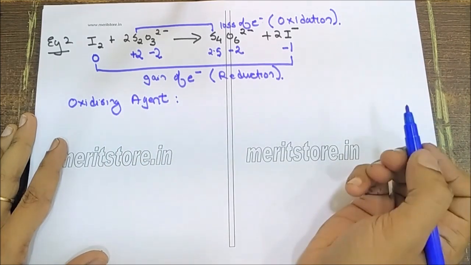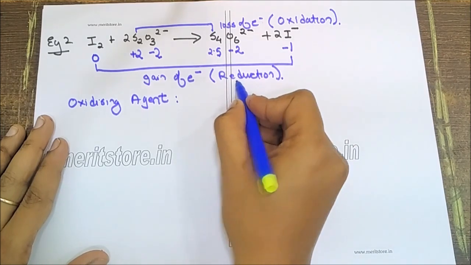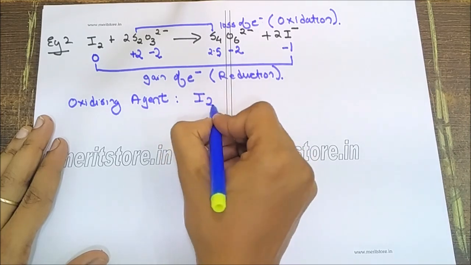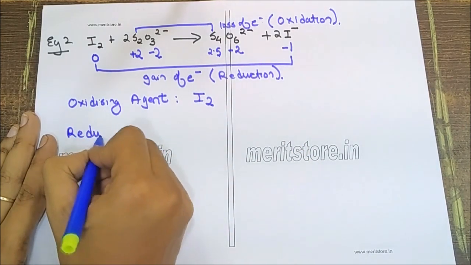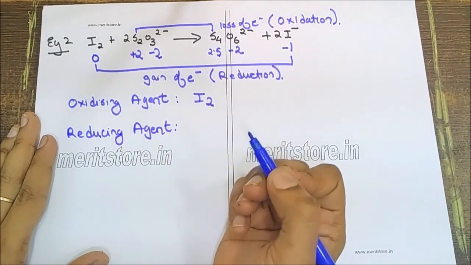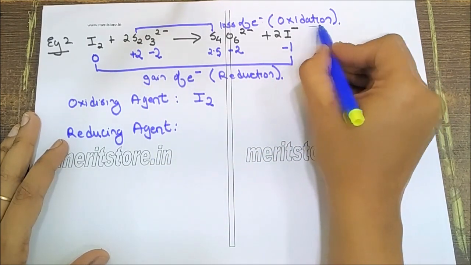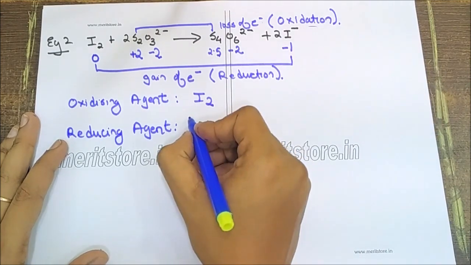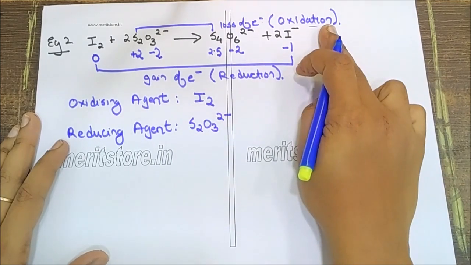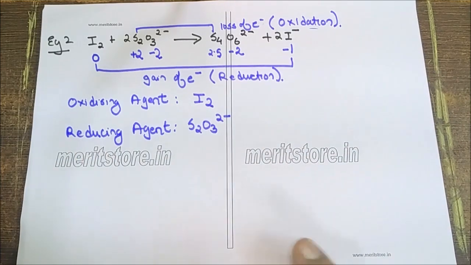Alright, so now we want to identify what is the oxidizing agent. An oxidizing agent is an agent which itself undergoes reduction and causes the oxidation of other substances. So here our oxidizing agent is I2, and the reducing agent is a species that causes the reduction of other substances and itself undergoes oxidation. So here S2O3 2- has itself undergone oxidation and it has caused the reduction of I2, hence it is a reducing agent.